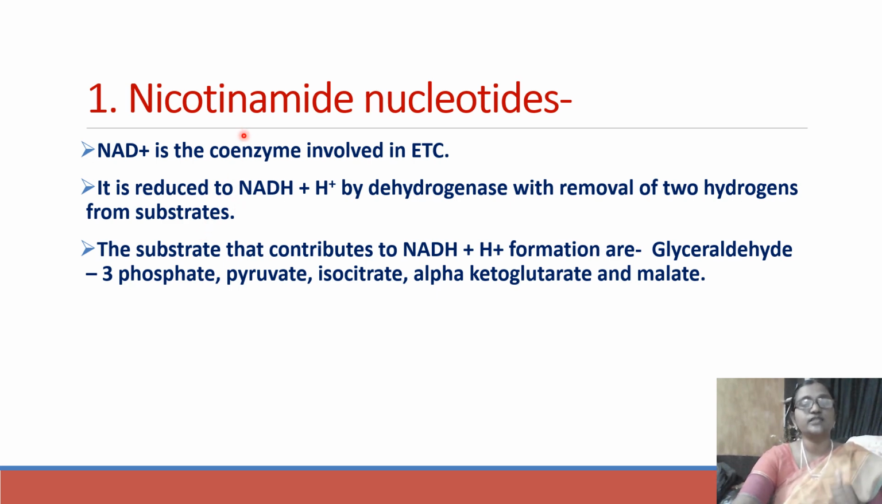The first one is nicotinamide nucleotide. We know that NAD plus is a coenzyme that is involved in electron transport chain, and when it is reduced it is converted to NADH plus H plus by a dehydrogenase. These dehydrogenases are involved in the removal of two hydrogen atoms from the substrate, and then they are attached to this NAD plus. The substrates that contribute to NADH plus H plus formation are glyceraldehyde 3-phosphate, pyruvate, isocitrate, alpha ketoglutarate and even malate. All these will be contributing to the formation of NADH plus H plus.